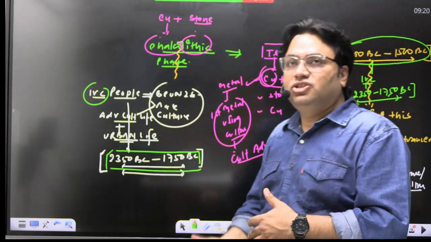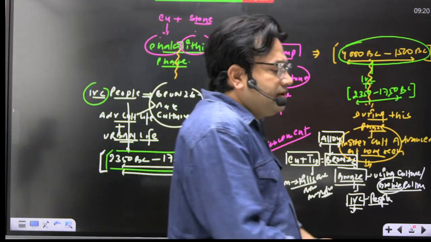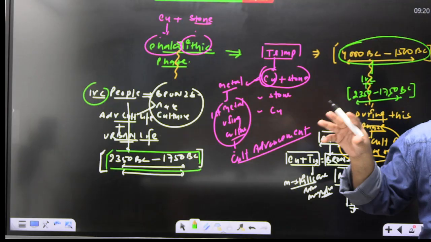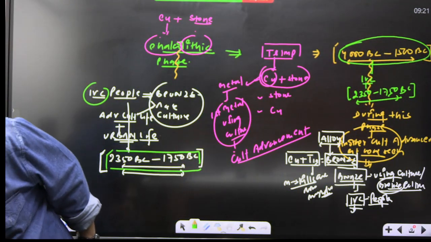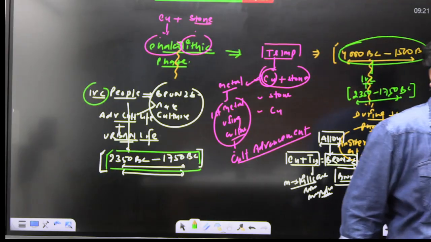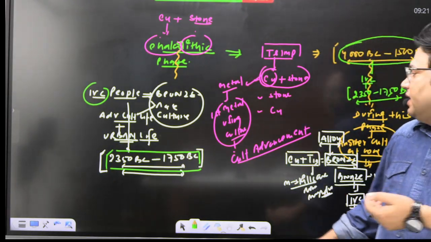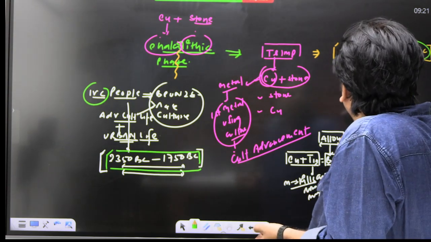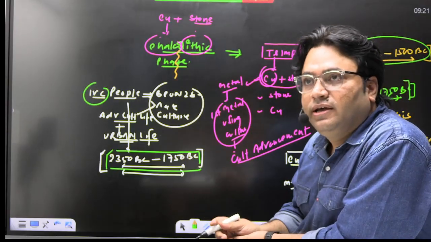That Chalcolithic cultures were rural cultural settlements. Indus Valley civilization was urban, so I will discuss it later. First, focus on remembering the timeline. That is important. Okay. So now you are familiar that the Chalcolithic phase is from 4000 to 1500 BC and Indus Valley civilization from 2350 BC to 1750 BC. Is it clear?